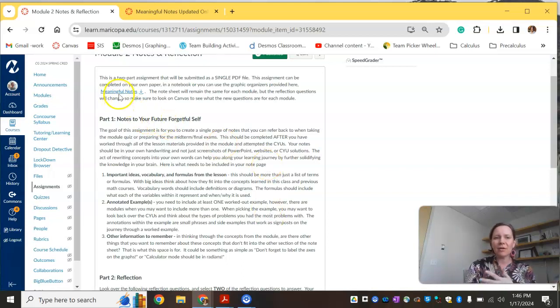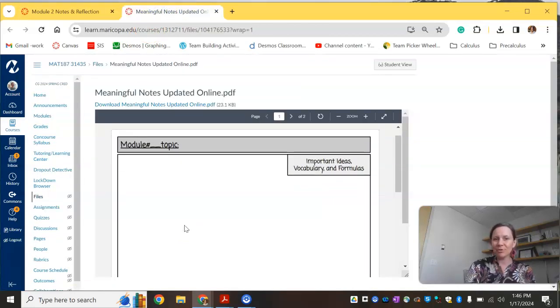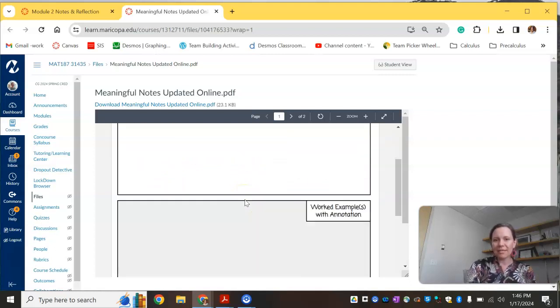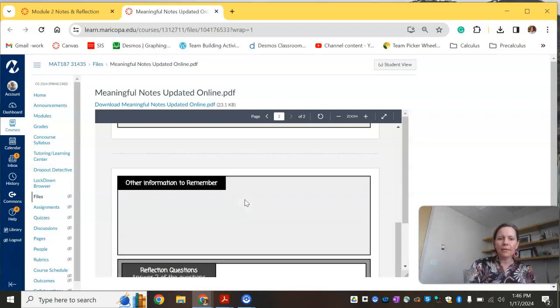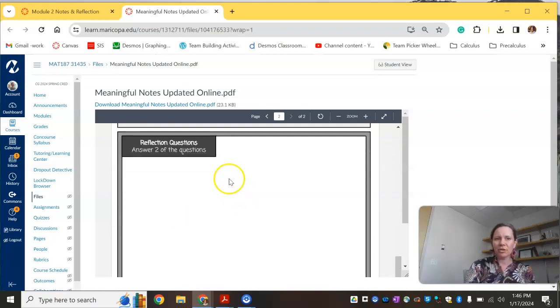If you want, I also have a template here that you can use, and you could fill it in digitally if you want. It's pretty basic. You fill in the module and what topic it is. What are my big ideas? There's my worked example, here's my other information. And then you'll notice the spot here for reflection questions.